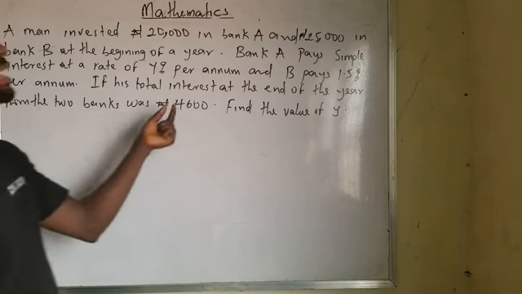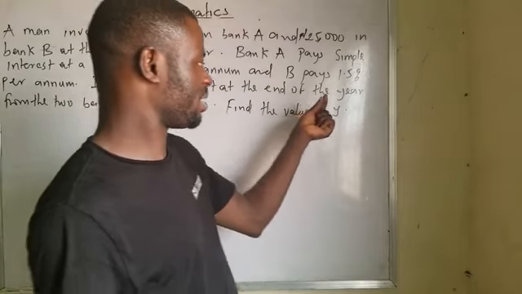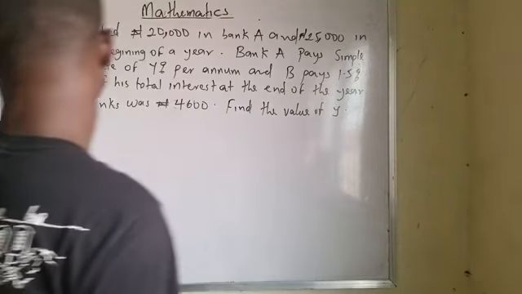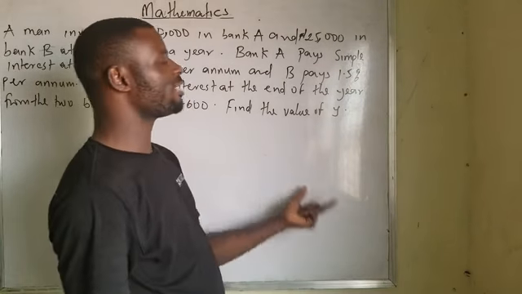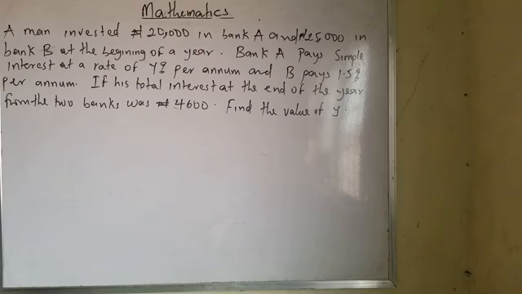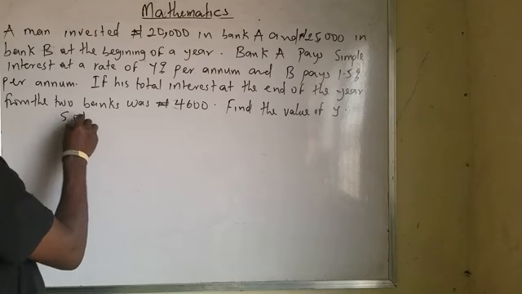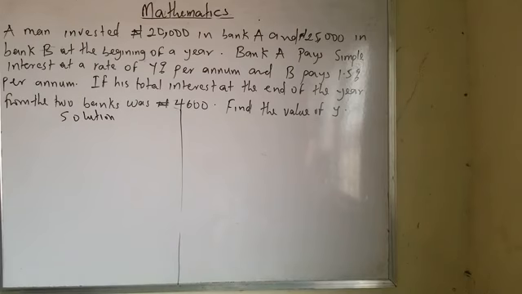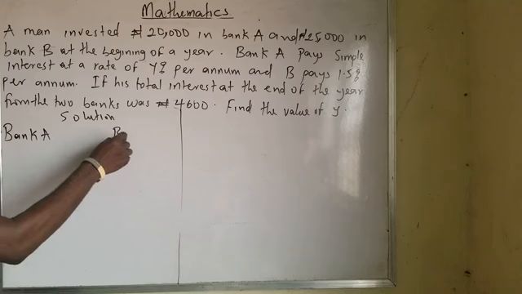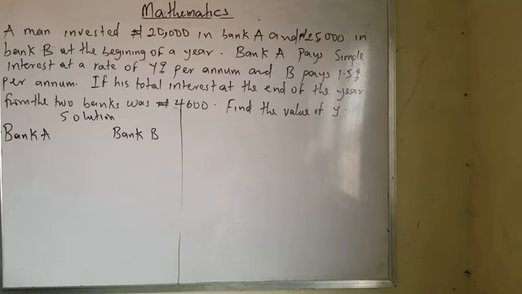If his total interest at the end of the year from the two banks was 4,600 naira, find the value of Y. This is a very good word problem. Let's try to tackle it. If I were you, the first thing is I will have bank A and bank B. That is the first thing I will do.